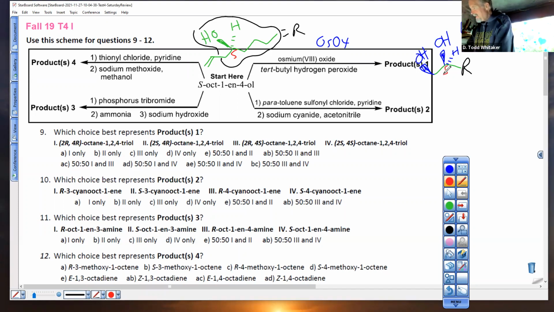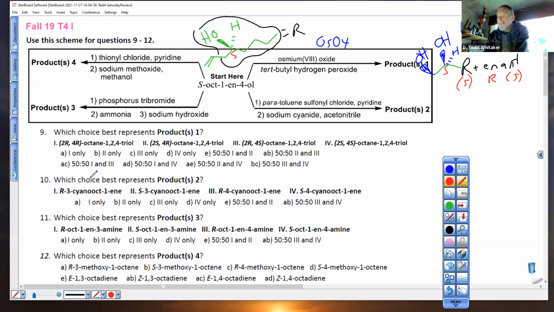And in our enantiomer, this one's S, and S is in the R group, and the enantiomer is going to be R with S in the R group.